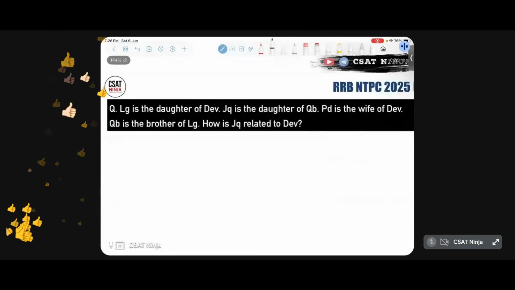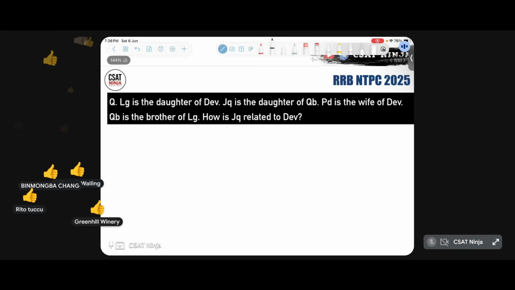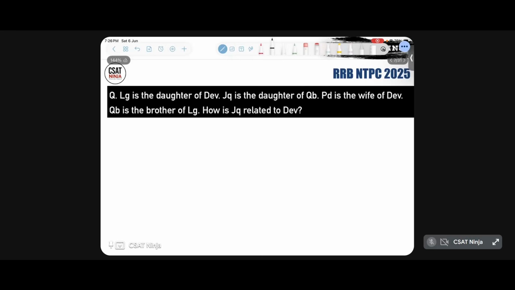Next one is something from RRB and NPSC 2025. It's from graduate level here. So the question here, let's go through the statement. LG is a daughter of Dave. LG is the daughter of Dave. D-E-V. I don't have the gender of Dave, so I'm just giving it as it is.